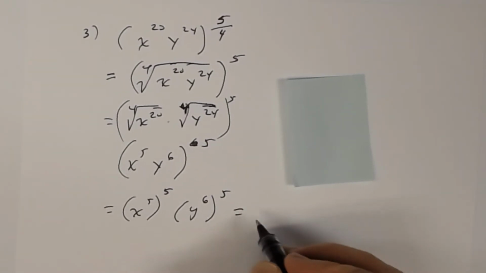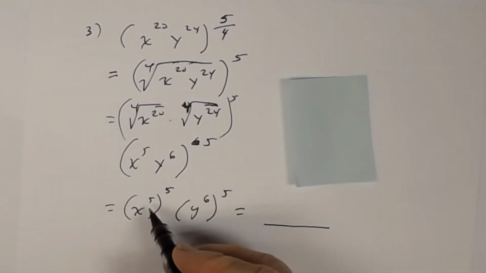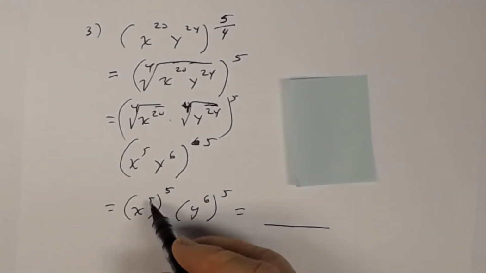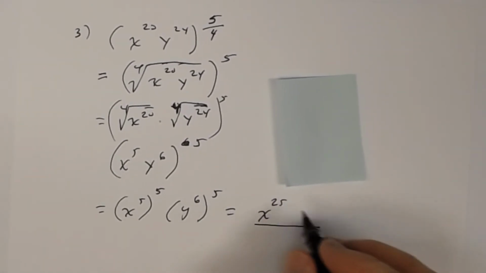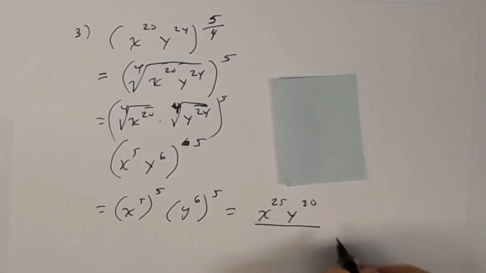And so the answer then is, now remember the power rule. When you have a power raised to a power, you multiply. 5 times 5 is 25. So x to the 25th, and then 6 times 5 is 30. y to the 30th. And so that's your answer.